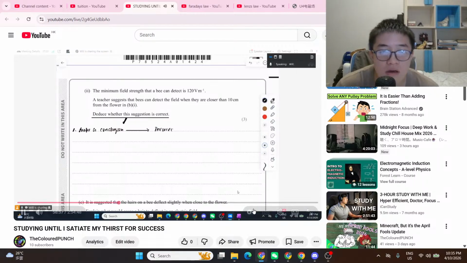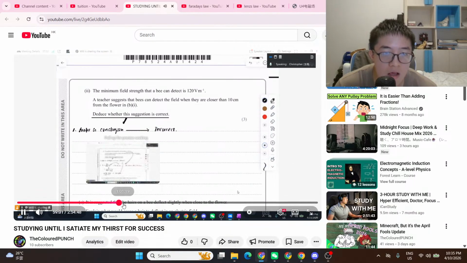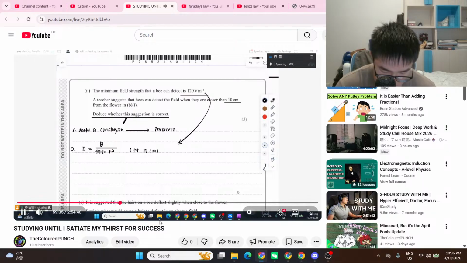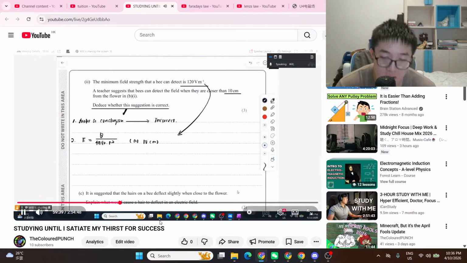Why? Because when you calculate using the radius, you get 89.9, which is smaller than 120. We can use the electric field strength formula, Q over 4 pi epsilon times the radius squared, at 10 centimeters, right? Take the 10 centimeters into the equation.